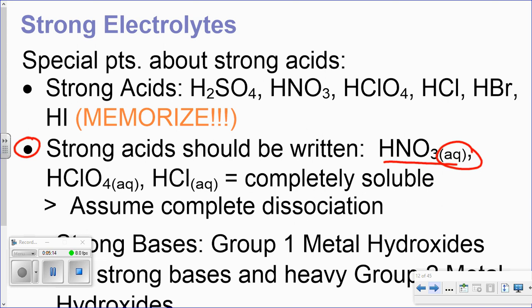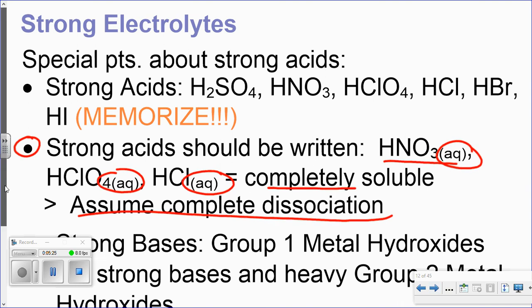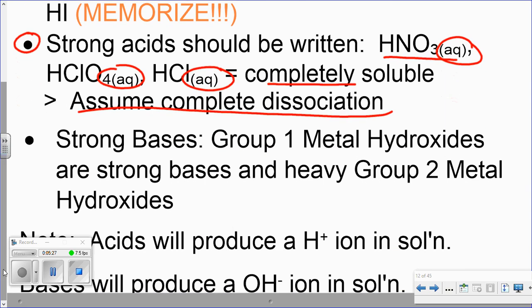Notice HClO4 aqueous, HCl aqueous. They're completely soluble and they will assume complete dissociation. Dissociate means to break apart or to break up. Okay? So they will break apart into nothing but ions. Now, those are acids, 6 strong. I would memorize those. Okay?